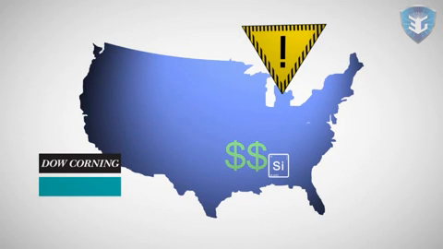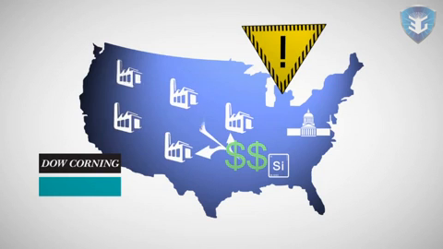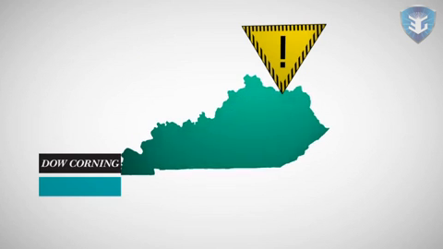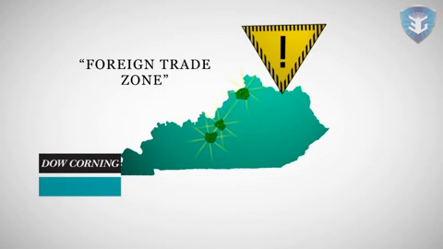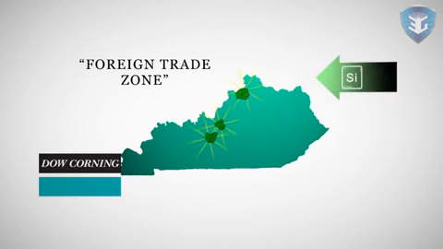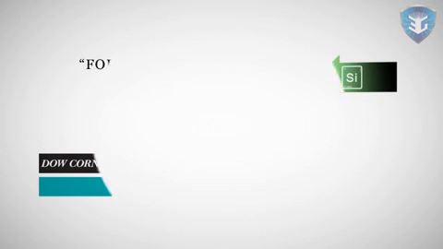For some reason, U.S. anti-dumping rules prohibit administrators from considering the interests of downstream industries like Dow Corning, who would be most negatively affected by punitive trade rules. Dow Corning even tried to get its facilities in Kentucky declared a foreign trade zone so they could buy their inputs on the world market. That request was effectively denied.